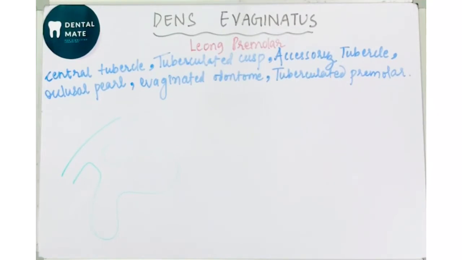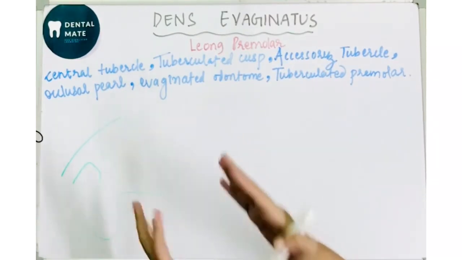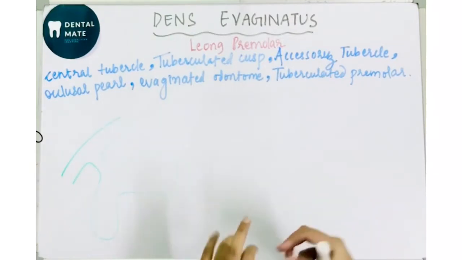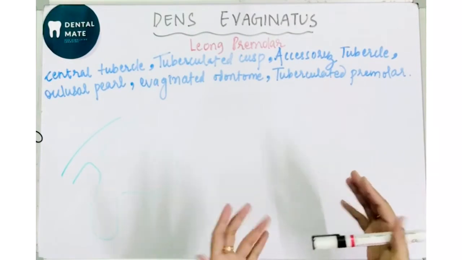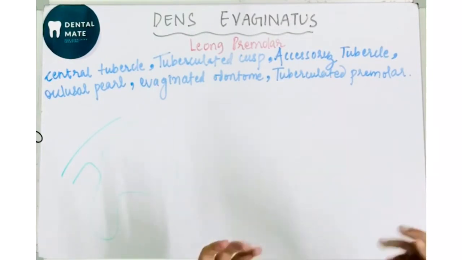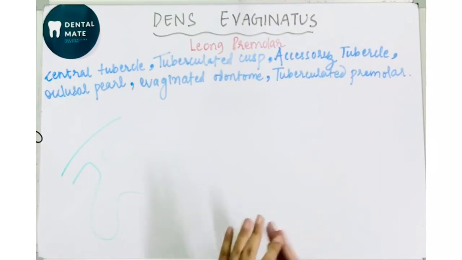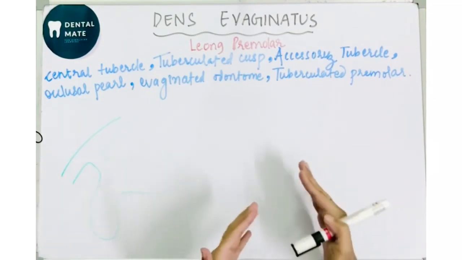Today in this video we'll be talking about dens invaginatus, which is another developmental disturbance in the shape of the tooth. Okay, so the word dens invaginatus means what? Dens means tooth. Invaginatus means something growing outward. This also has various synonyms like the Leong premolar, central tubercle, tuberculated cusp, accessory tubercle, occlusal pulp, invaginated odontome and tuberculated premolar.